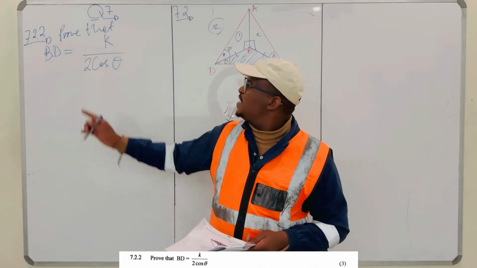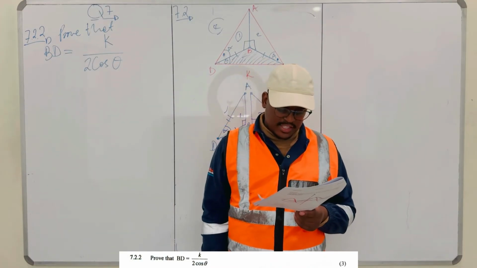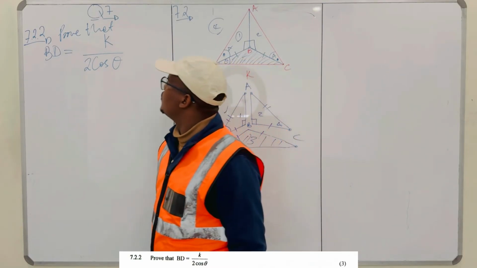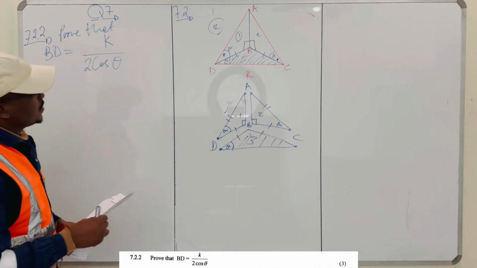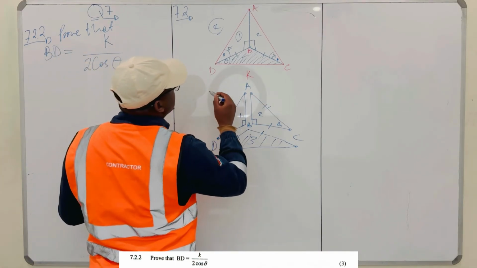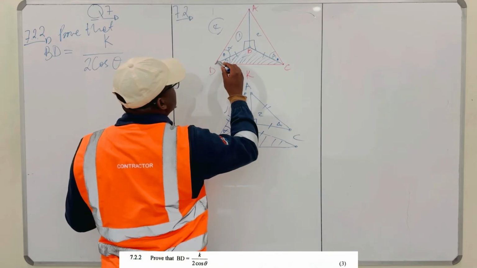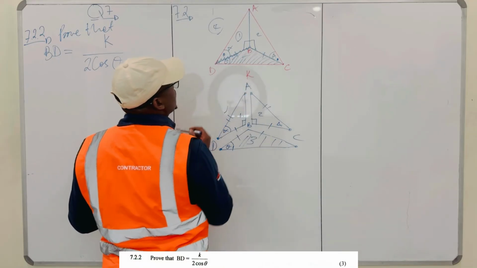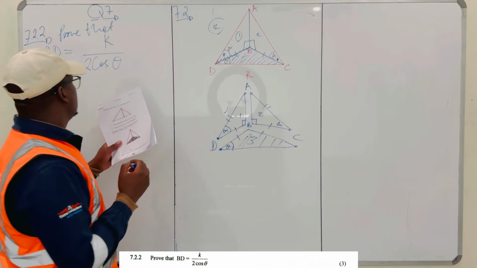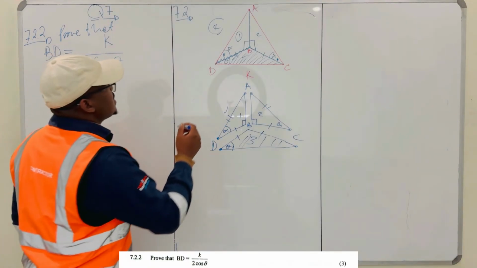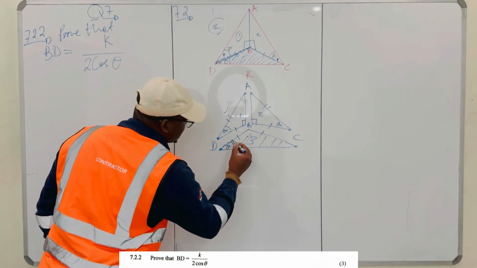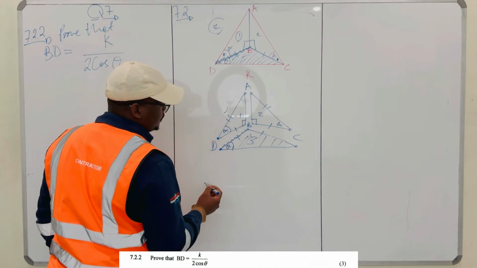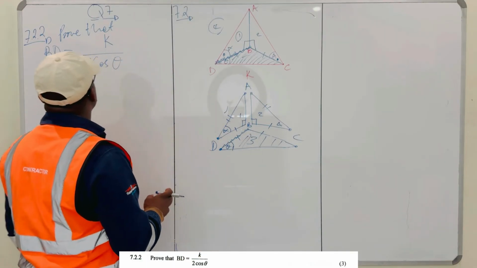They're saying prove that BD is equal to K over 2 cos theta. That's what they want us to prove. So where is BD? BD is this distance here. Or maybe you can say it's this distance over here. So they want us to prove that this distance is equal to this.